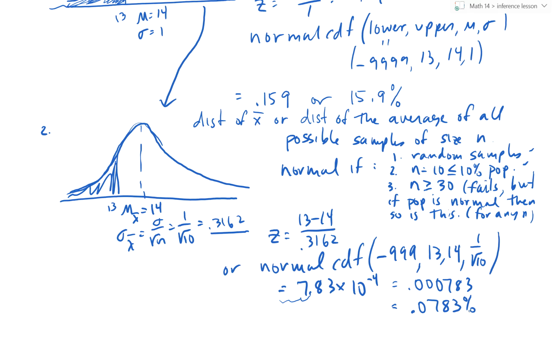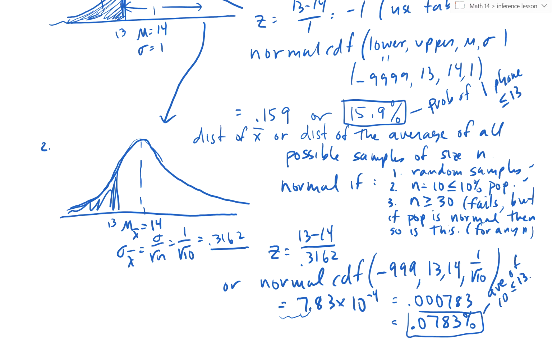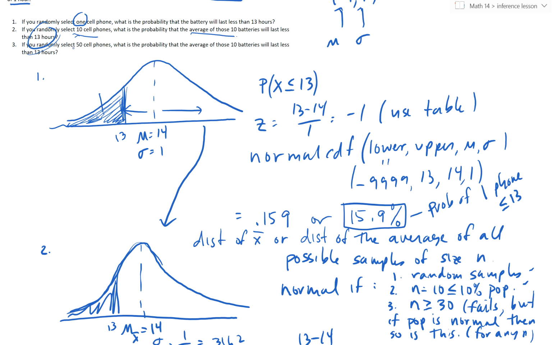Okay, so look at what we're talking about here. Why is that number so different from that number? Well, this is the probability of one phone being less than or equal to 13 hours. This is the probability of the average of 10 being less than or equal to 13.